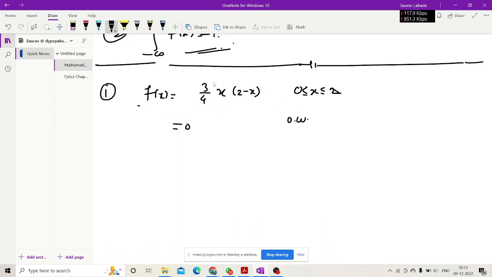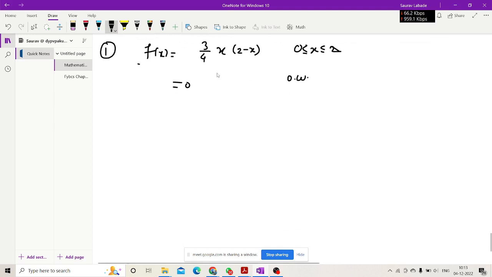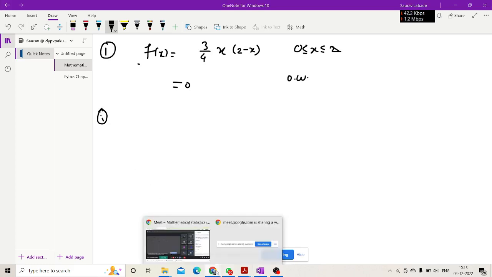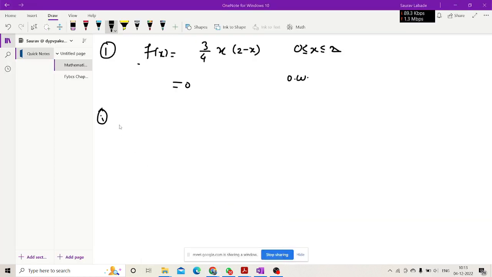So how I will check? What is my first condition? Right, the first condition is it should be greater than or equal to 0. So that means my f of x should be greater than or equal to 0. Now how I will check whether it is greater than or equal to 0? Just substitute this range in this f of x.